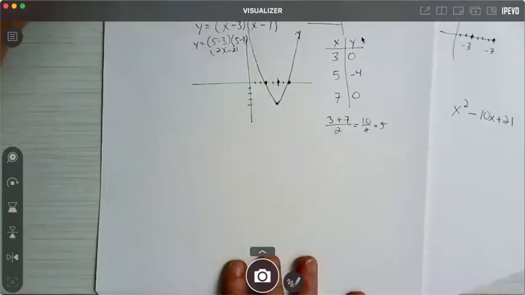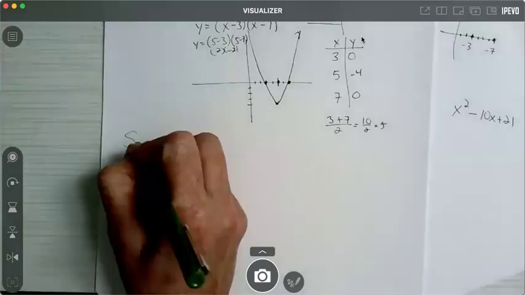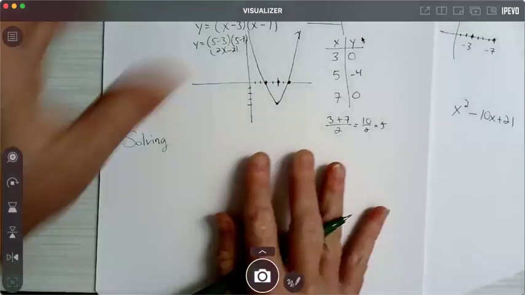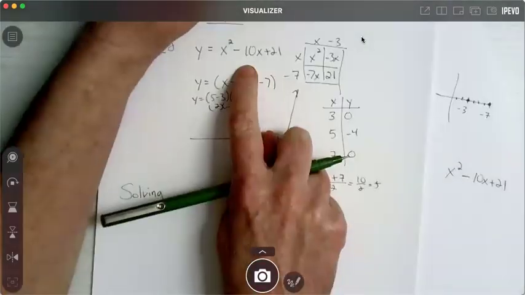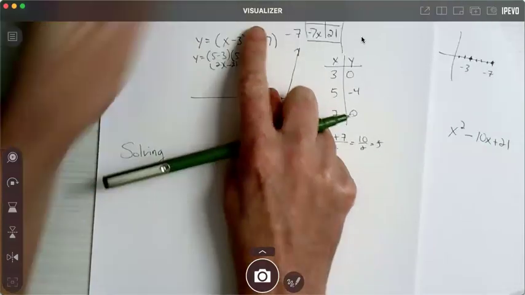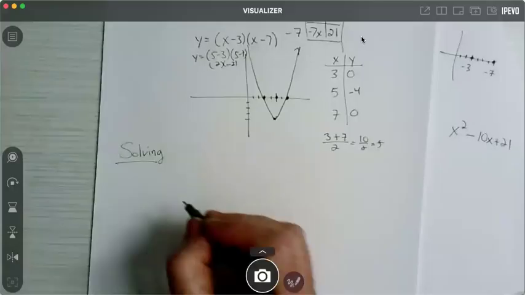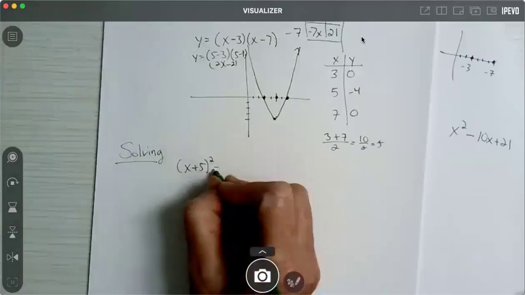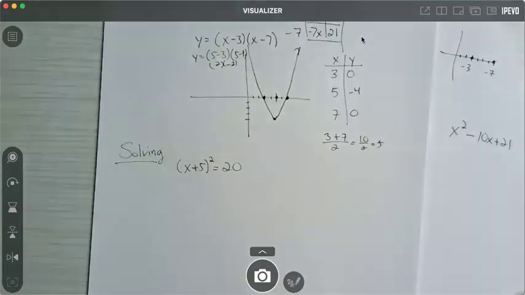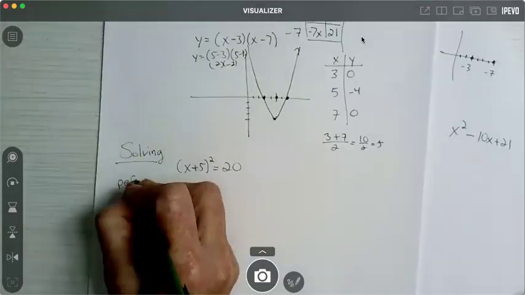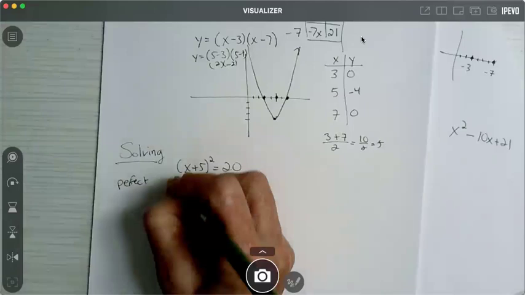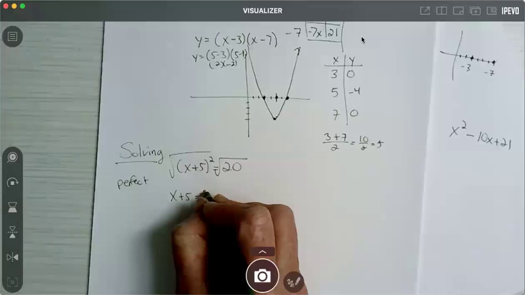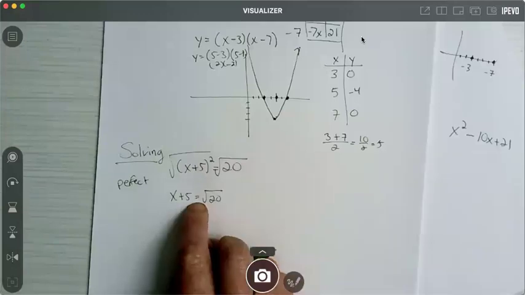So for solving, I should always check to see if you have something that looks like this one up here, factoring is the way to go. For solving, you definitely want to make a note that if you have an equation that looks like this, this is like a perfect square, and you should be square rooting both sides. So I'd square root both sides, and I'd end up with x plus 5 equals the square root of 20. When I do this, I get a plus or minus.